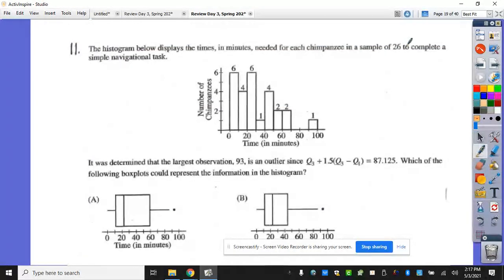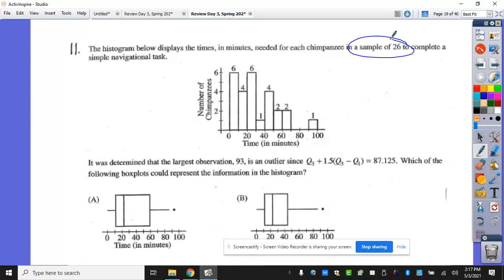Alright, so I've got 26. Let's go over 5-number summary. What's the first thing in 5-number summary? Minimum, then Q1, median, Q3, and max. Well, I know where my min and max are. Those are all the same. So let's start with Q. Which one do I do first? Which one of the three things do I find first? Q1, median, or Q3?